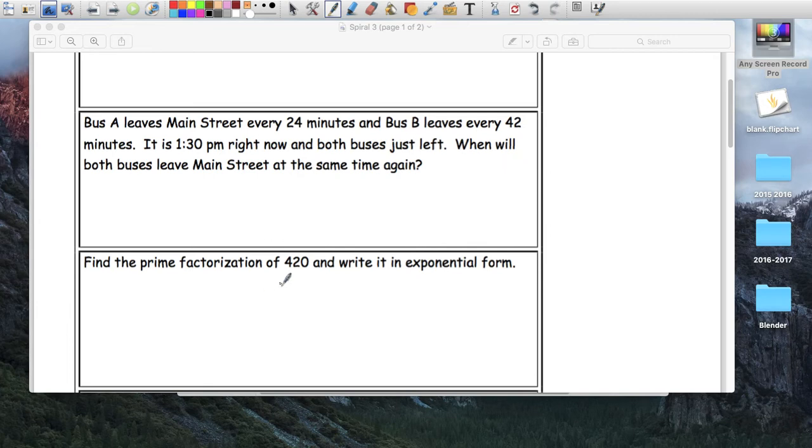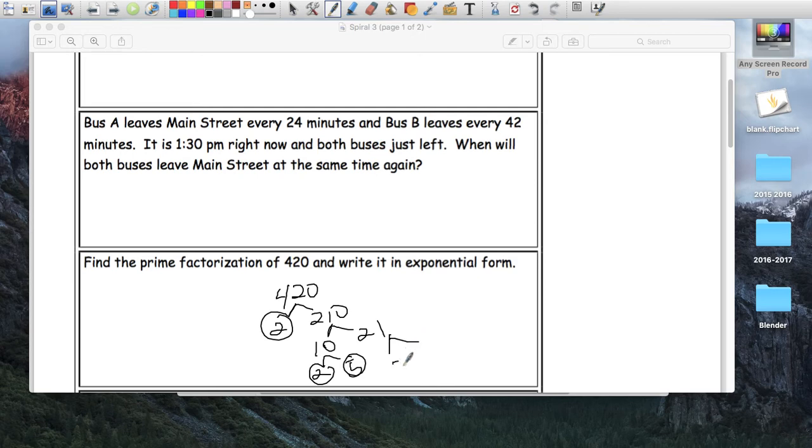Prime factorization of 420. 2 and 210. 2 is prime, so I circle it. 210, I can do 10 and 21. 10, I can break up into 2 and 5, and now I can circle them because they're both prime.